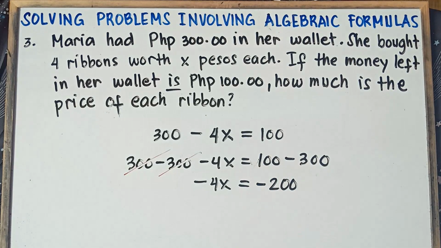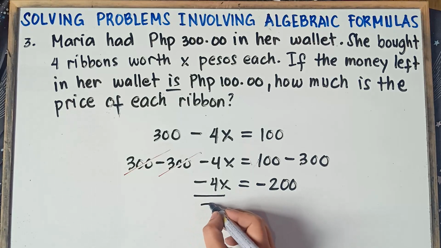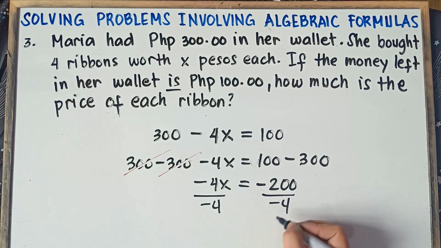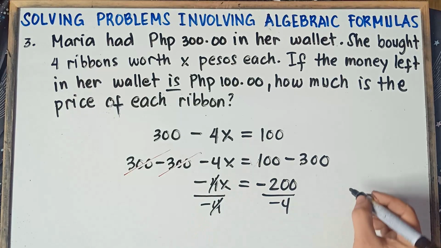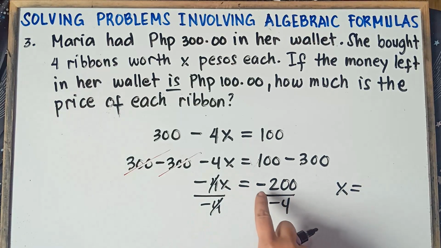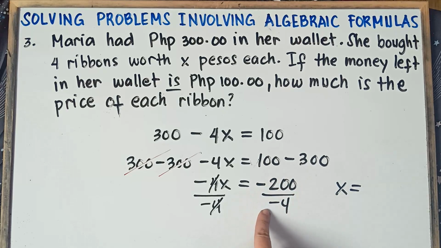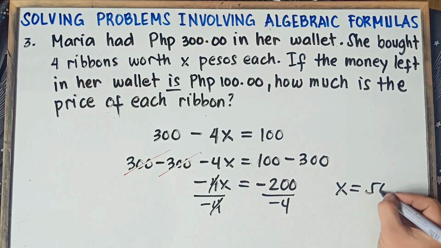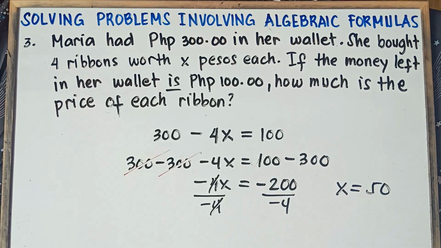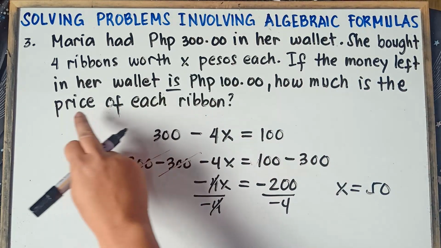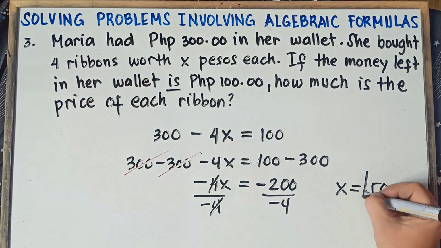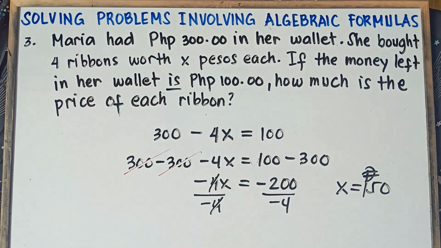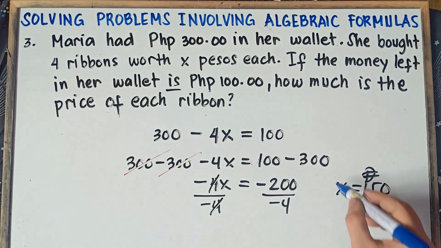And then to get the value of X, we can just simply divide both sides by negative 4. Divide by negative 4, cancel this out. Our X value will be negative divided by negative, that would be positive. Once again, class, dividing same signs, your answer is always positive. 200 divided by 4, the answer is 50. And then do not forget the peso sign, class, because how much is the price of each ribbon? So this will be 50 pesos. That's it, class. That's the answer with regards to example number 3.